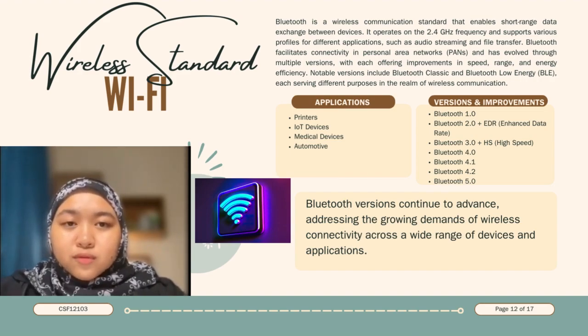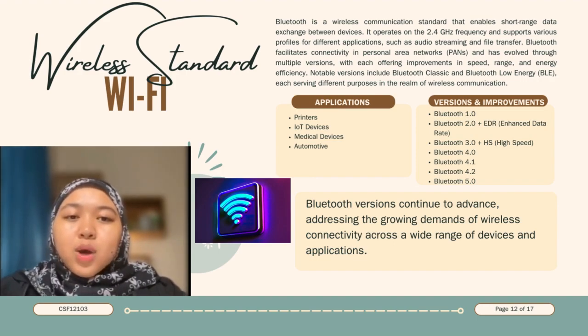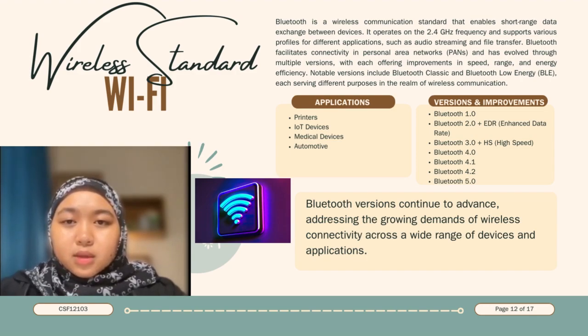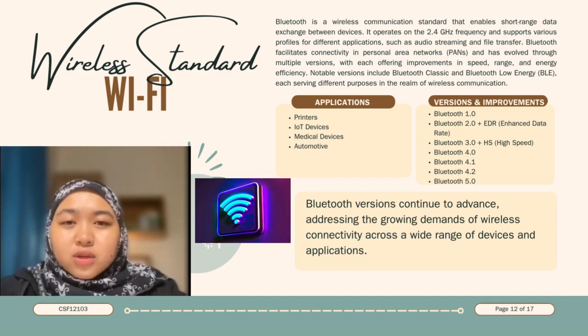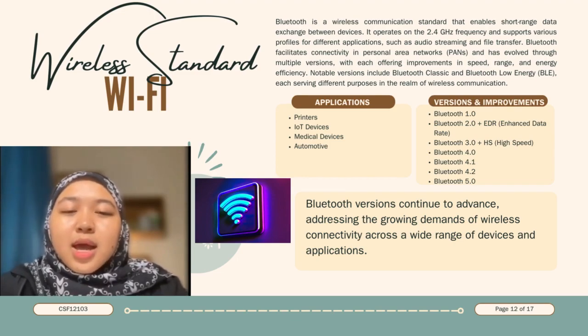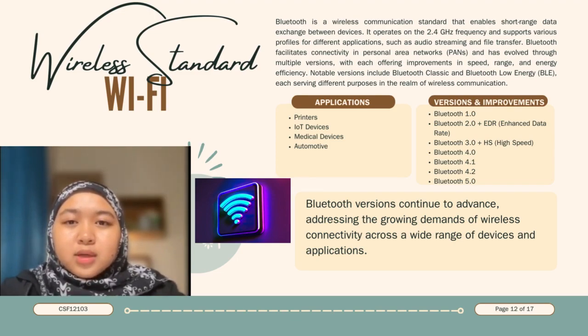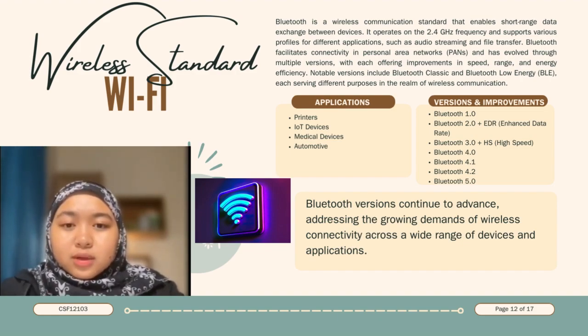Now, move to the Bluetooth versions and improvements. The first one is Bluetooth 1.0. The initial version of Bluetooth had limited data transfer speed and a maximum range of about 10 meters, primarily used for basic wireless audio and data connection. Bluetooth 2.0 plus EDR. EDR is Enhanced Data Rate. Introduced in 2004, this version increased the maximum data transfer rate up to 3 Mbps, improving the efficiency of data transmission. Enhanced Data Rate was a significant improvement for multimedia applications and file transfer.